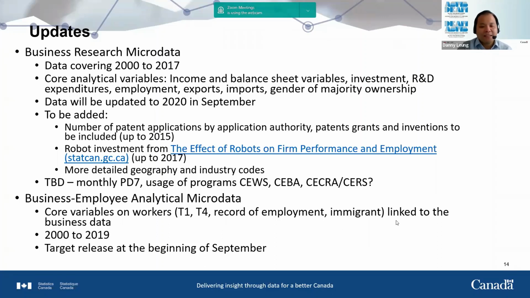And it will be linked to the business data, so it will be an employer-employee match database. The idea is to have the data spanning from 2000 to 2019. It's not 2020 because some of the T1 data take longer to process. So even though the business data will go to 2020, the employer-employee match data will be up to 2019. Our target release date is the beginning of September, late August, but I think it was better to wait for the beginning of the academic year to release it, right?